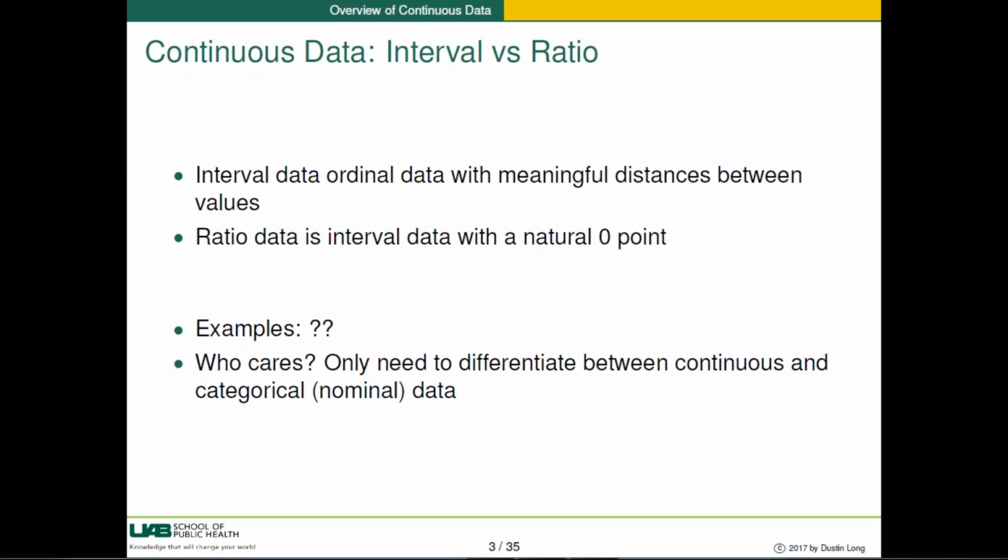Ratio data is interval data that has a natural point at 0. That means a 0 has a meaningful value comparative to something else. So what's an example of something that has a value of 0 that might be interesting that you measure on a person?